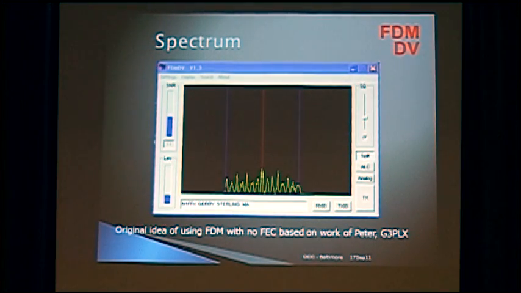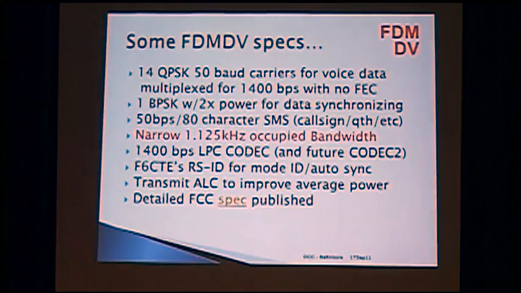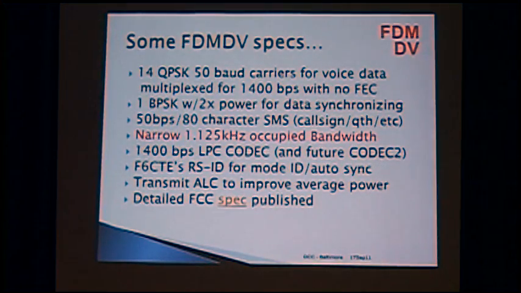So here you can see the carriers of the FDMDV. The center one's a BPSK carrier with twice the power in it that changes phases for syncing. 14 quadrature phase shift keying carriers are again running at 50 baud. There again, 1400 bits per second with no forward error correction.